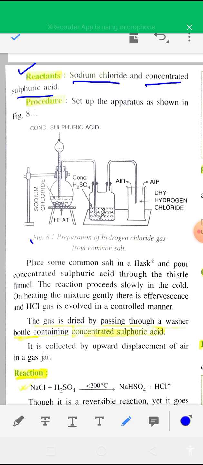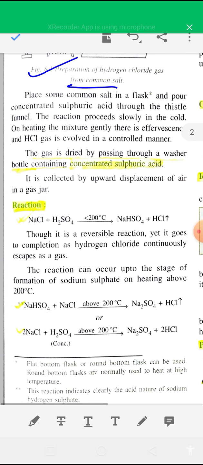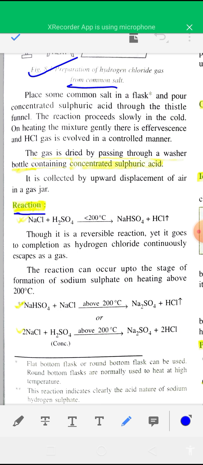The arrangement for the preparation of hydrogen chloride from sodium chloride using concentrated sulfuric acid is shown here. The reactions are given also. When sodium chloride is heated with sulfuric acid, the reaction is NaCl plus H2SO4. Below 200 degrees Celsius, you will get NaHSO4 plus HCl gas, hydrogen chloride gas. And this is a reversible reaction.